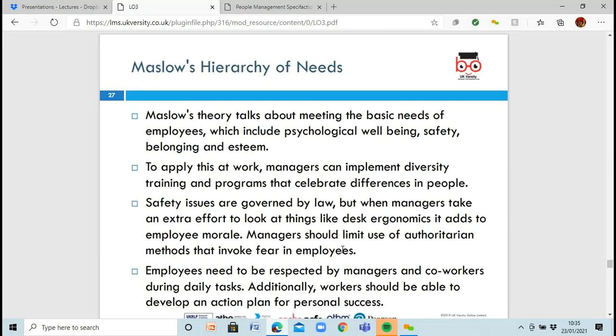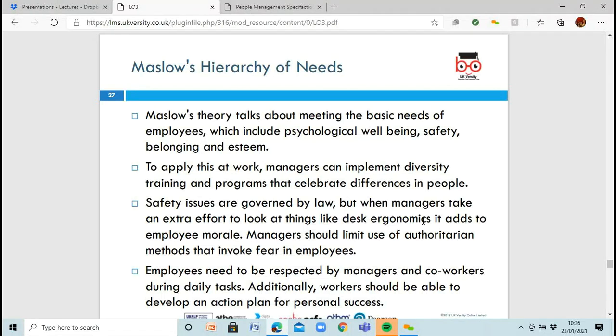Then we've got Maslow's hierarchy of needs. So we've looked at Maslow a few times before. So Maslow actually believes that you need to meet the basic needs of the employees. So you're meeting their psychological well-being, their safety, belonging, and esteem. So to apply this at work, managers actually need to implement diversity in training and programs. So they need to actually celebrate the differences in people. So there's not just clear-cut training. You need to actually include the diversity of the people that you've got within your workplace.